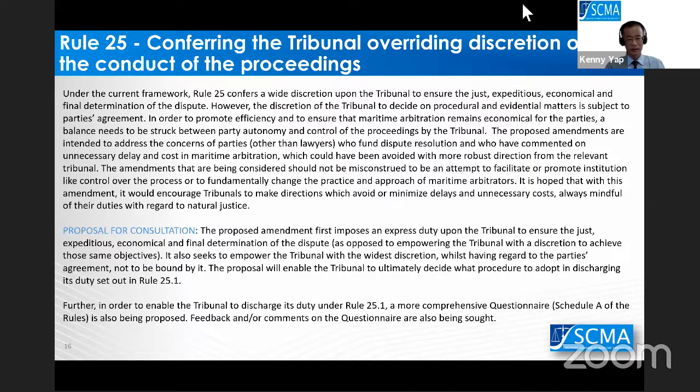Okay, the idea here is to enable the tribunal to ultimately decide what procedure to adopt in discharging its duty as set out in Rule 25.1. Now, the final and third issue here is whether you agree to the amendments to the questionnaire at Schedule A. In order to enable the tribunal to discharge its duties under Rule 25.1, a more comprehensive questionnaire has been proposed. I won't go through what the possible changes to the questionnaire should be, but please take a look at the questionnaire and give us your feedback and comments on whether changes should be made to this questionnaire. Okay, moving on now to Rule 27.